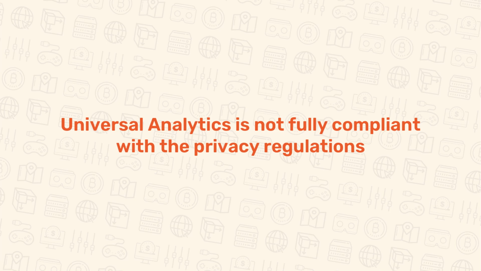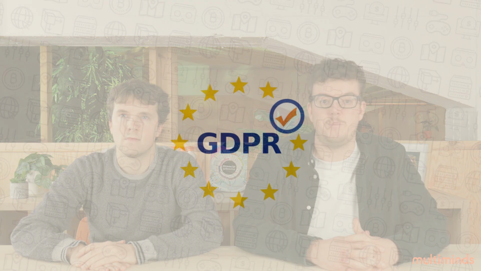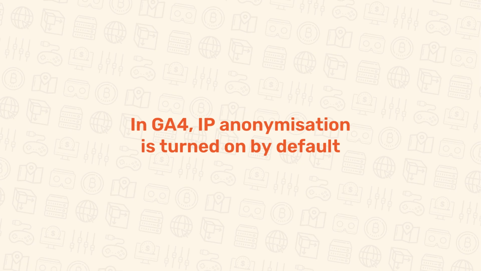A second reason to migrate to GA4 is due to privacy regulations. Universal Analytics is not fully compliant with those laws, with GDPR as the most notable one. Universal Analytics also collects IP addresses by default, which is a GDPR breach, since IP addresses are personal identifiable information. In GA4, on the other hand, IP anonymization is turned on by default. However, you should keep in mind that until today, GA4 servers are still located in the US, which can have consequences for European countries.